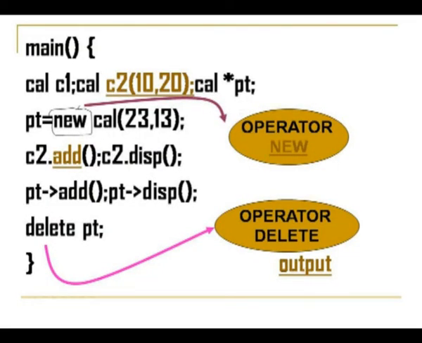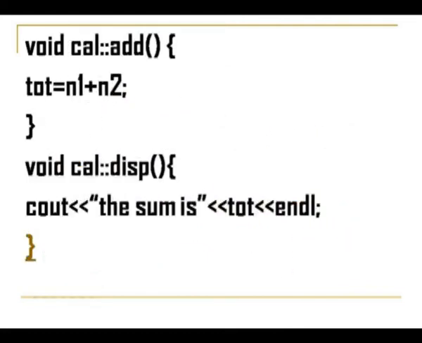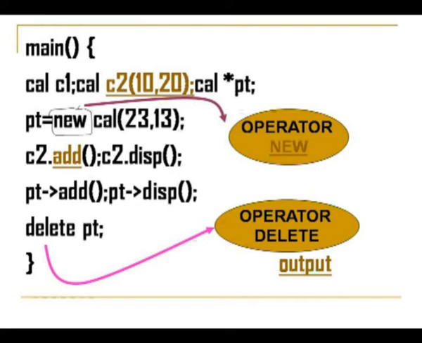So, when new is used over here, that means memory is allocated for this pointer variable pt, and immediately the constructor with 2 arguments is called. So, 23 will be allocated to the first number, 13 will be allocated to the second number. And in the next statement, using the C2 object we are calling the add function. So what happens when the add function is called? The compiler will go to this add function, it will add the two numbers n1 and n2 and assign it to tot. So tot will be carrying the result of the added sum. Next C2.disp, it will display the result.